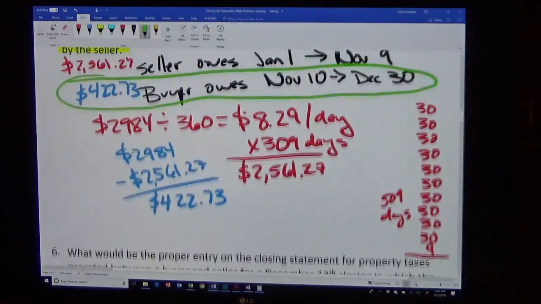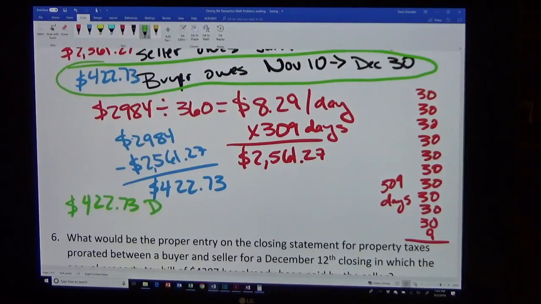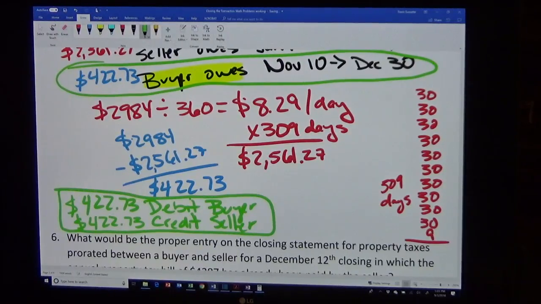So the correct proration entry on our closing statement is going to be $422.73 debit buyer, right? Buyer owes. That's debit buyer, and $422.73 credit seller. And that's your correct proration there.